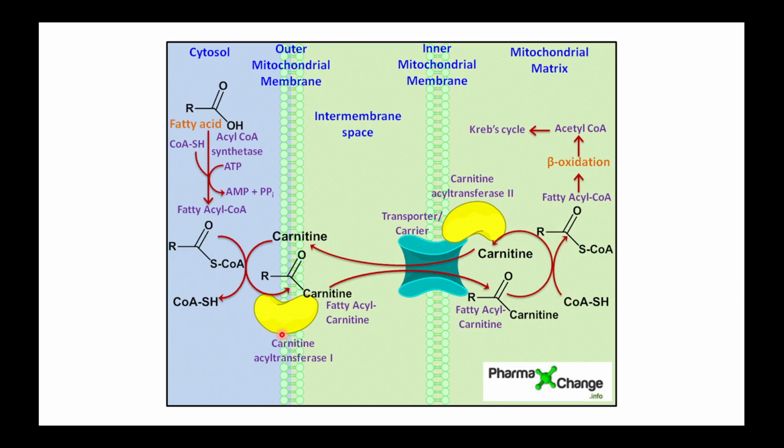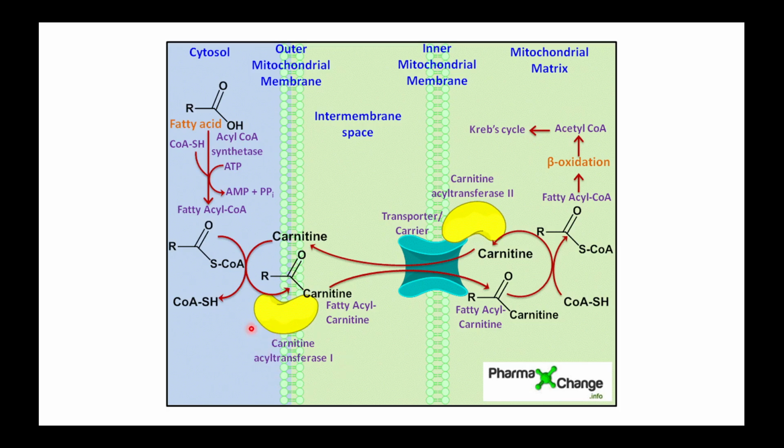Now the fatty acyl carnitine has reached the mitochondrial matrix. But for beta oxidation, we want fatty acyl coenzyme A. So again, a coenzyme A has to be added to that fatty acid. So fatty acyl carnitine has to become fatty acyl coenzyme A for the beta oxidation to occur. That transfer is done by another acyl transferase, carnitine acyl transferase 2.